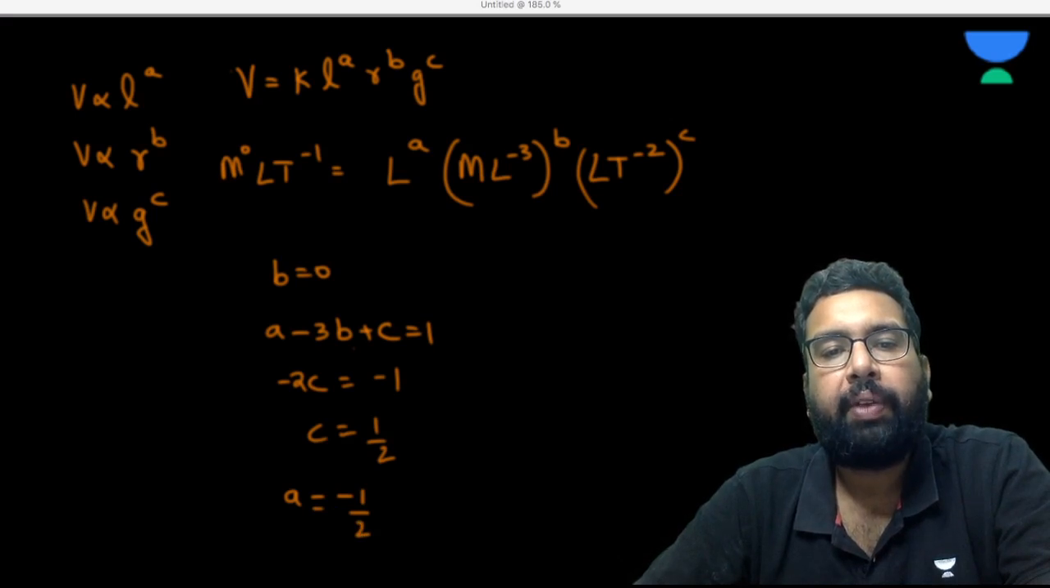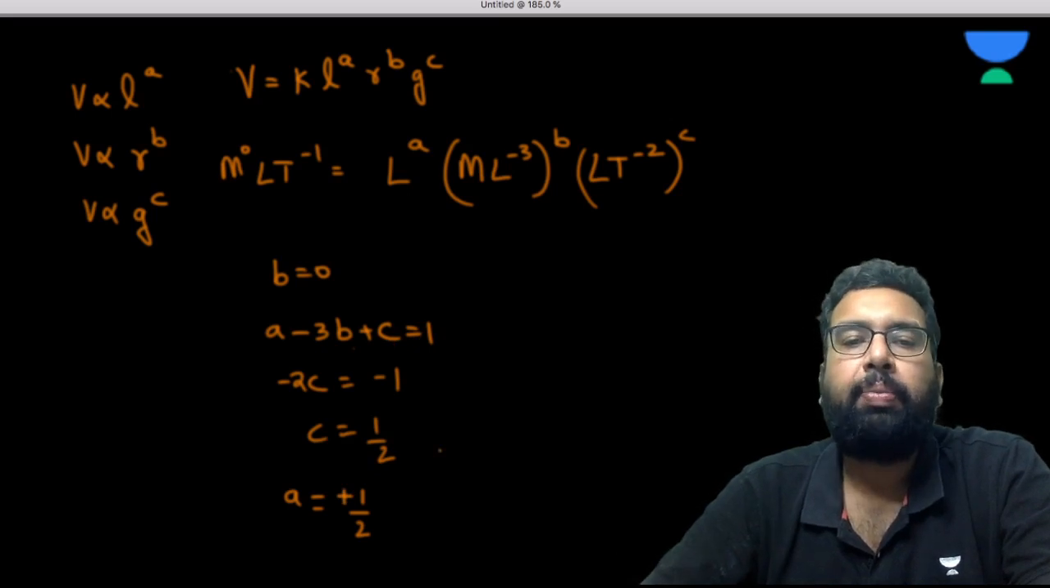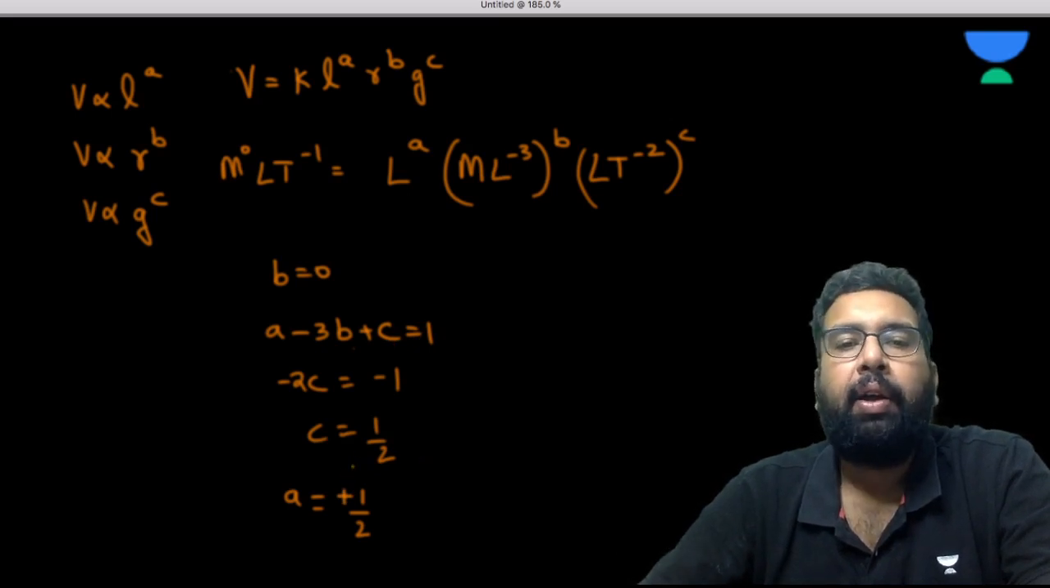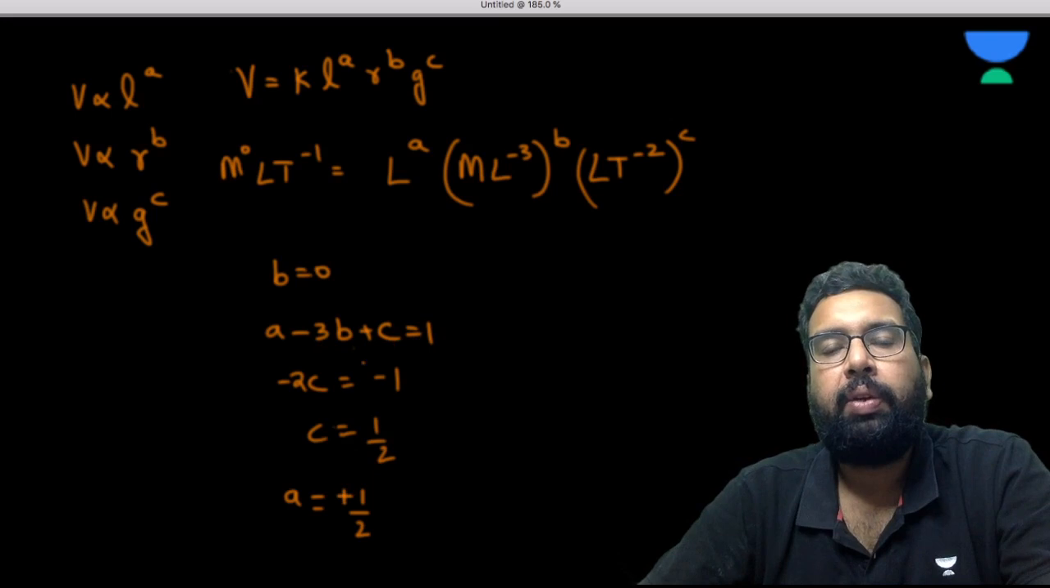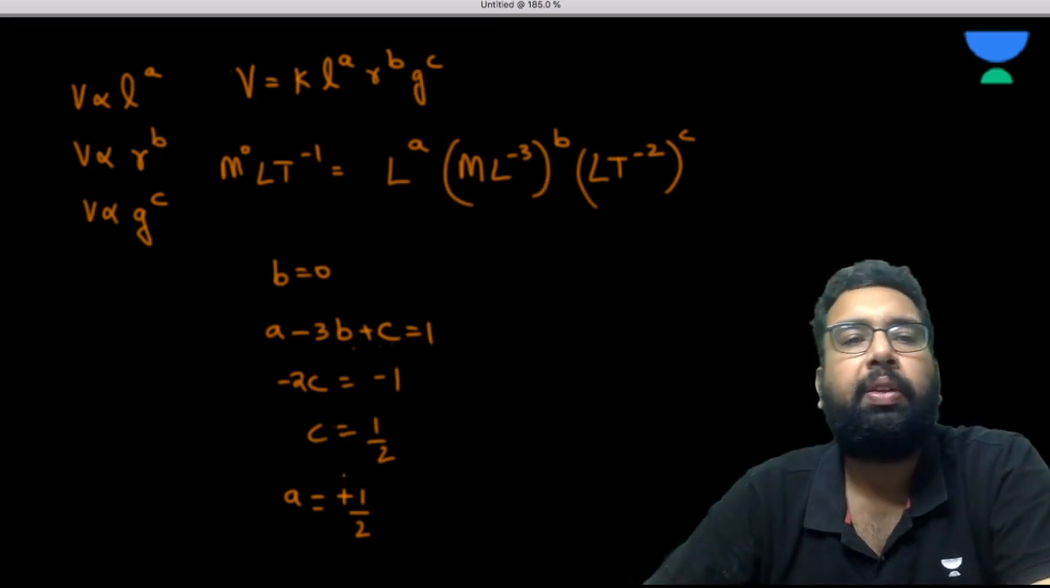Is it right? Okay. C is 1 by 2. This is 0. So 1 minus 1 by 2. So it is, sorry, it is plus 1 by 2. My bad. So when we are putting C is equal to 1 by 2 here, B is 0. So 1 minus 1 by 2 is 1 by 2. So A is 1 by 2, C is 1 by 2.